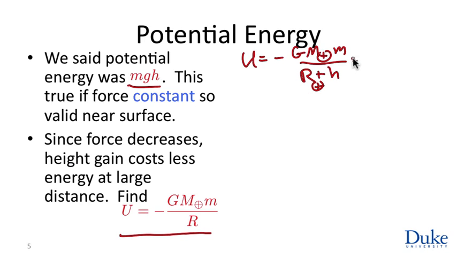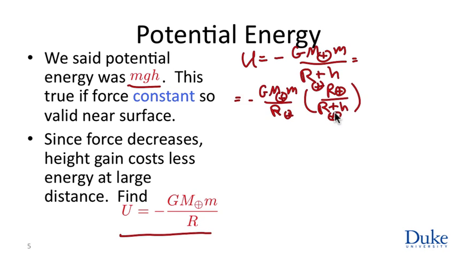And as always, I rewrite this by scaling it to a known quantity, and that would be this one. This is your potential energy on the surface of Earth, and then I need to write this dimensionless quantity, which gives me the scaling. And again, I divide numerator and denominator by r to get minus GMm over r times 1 plus h over r inverse.